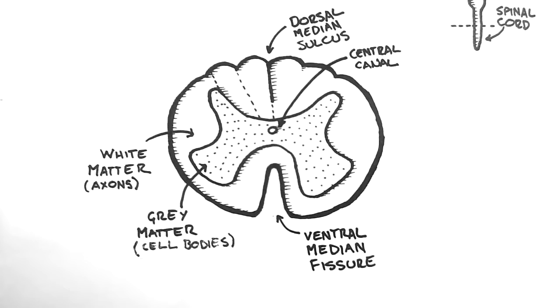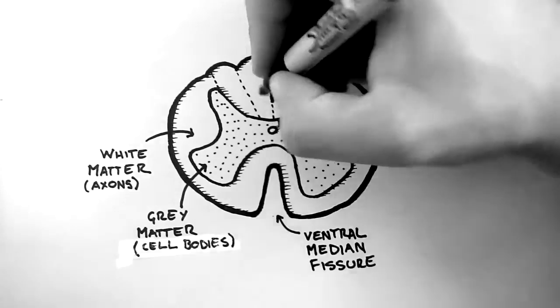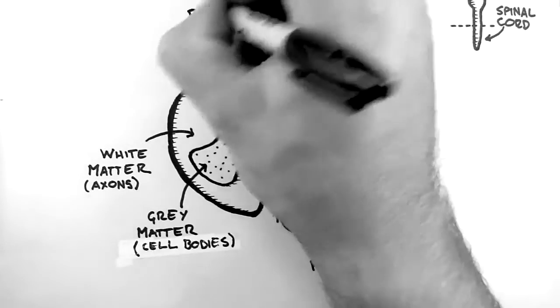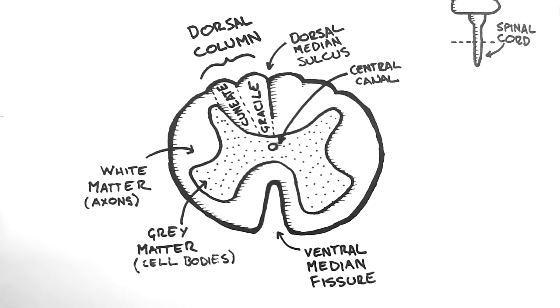Now let's look at some of the less obvious features of the spinal cord. Nerve axons run up and down the spinal cord in bundles known as fasciculi. The axons in a fasciculus are from neurons that have come from or are going to similar locations. So the first two fasciculi that we'll look at travel in these areas up the back of the spinal cord. And these are known as the gracile and cuneate fasciculi. Collectively, they are known as the dorsal column.